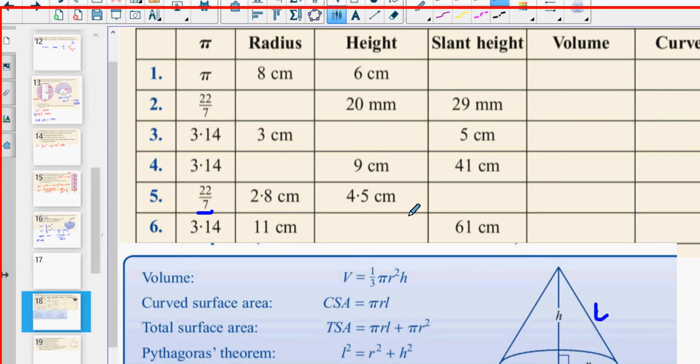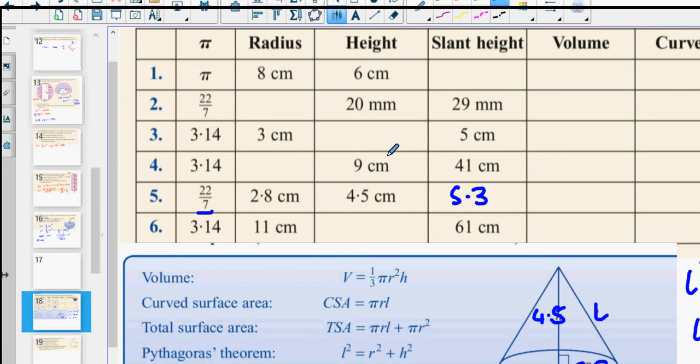Do 2.8 for the radius. Do 4.5 for the height. So you're going to do L squared equals 4.5 squared plus 2.8 squared. Calculator boys will be on that. And then they'll tell me L squared equals what? 28 point something. And then they're going to square root it for me. 5.3. Excellent. So the slant height is 5.3.